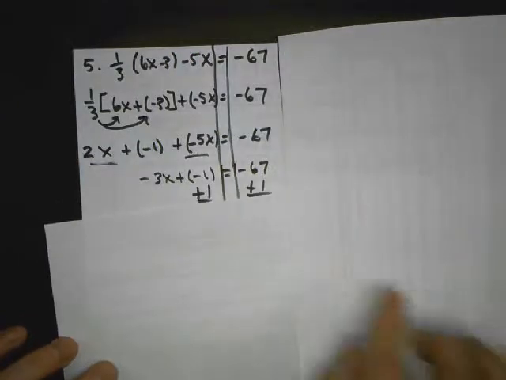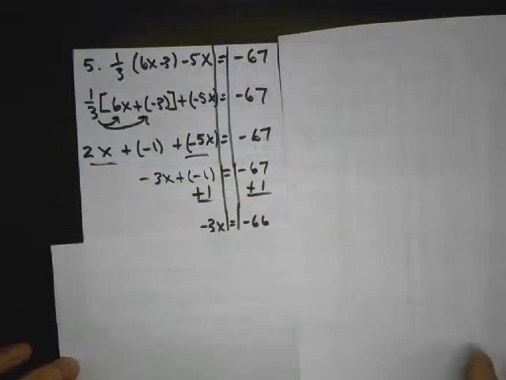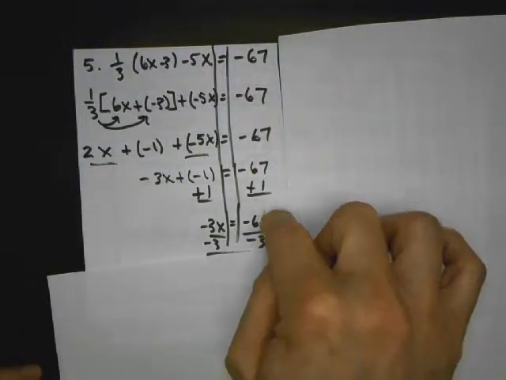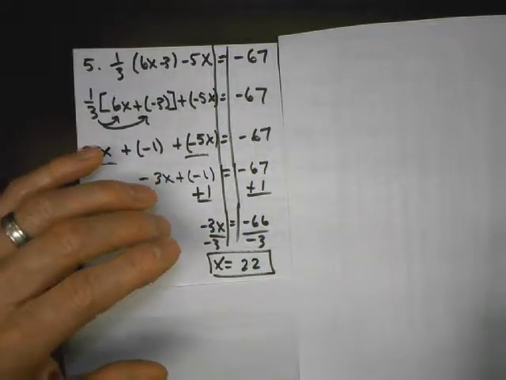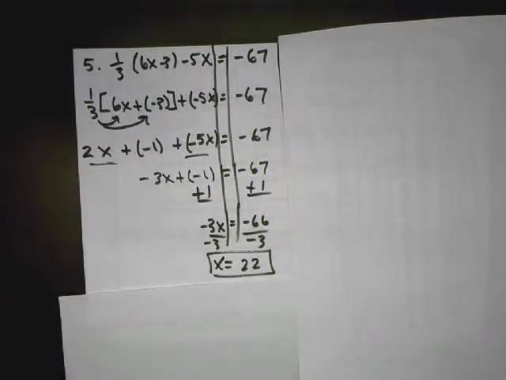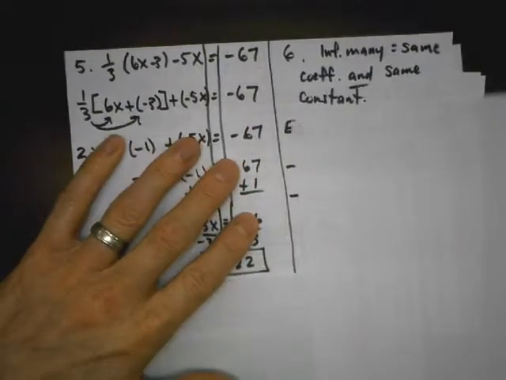Step 3 means isolate our variables, so I work farthest away, add 1, divide by -3. Negative divided by negative is positive. 66 divided by 3 is 22. The solution is 22. Number 6, we're going to pick all of the equations that have infinitely many solutions.